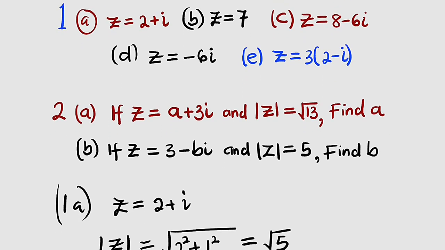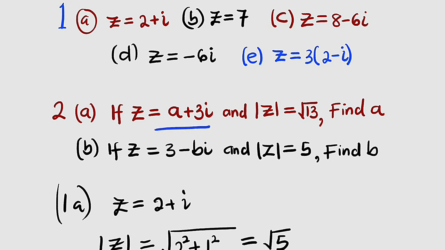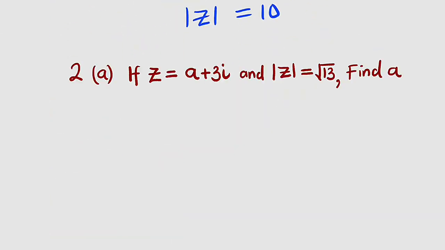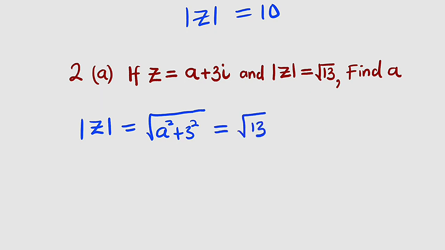So we have another question here that stated that if Z is equal to A plus 3i and the modulus is square root of 13, we're asked to find A. Let me just copy the question. So this is the question. First of all, we know that Z modulus will be equal to the square root of A squared plus 3 squared. But Z modulus is given as square root of 13. So we equate this to be equal to square root of 13.